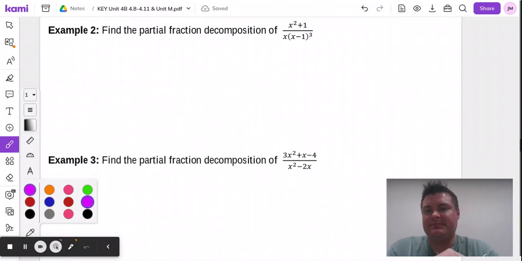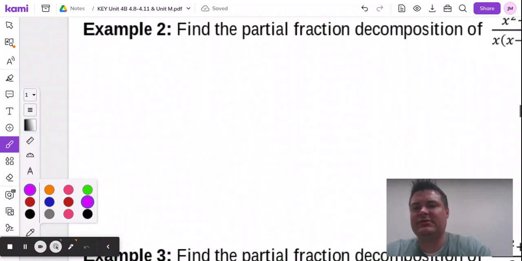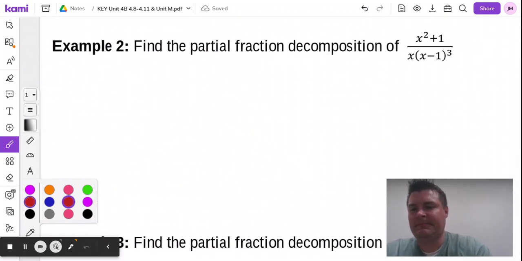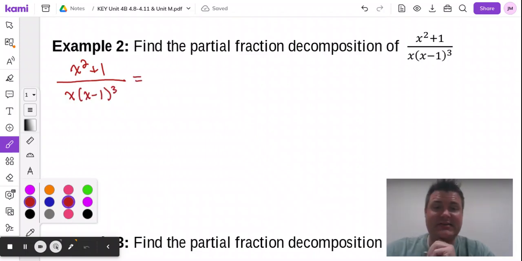All right, example 2. This is already factored, super nice for us, but the only problem is we're going to have several factors here because I have a power 3 and then a power 1. So I'm going to have 4 total fractions here. Let's go ahead and set this up. I'm going to get x squared plus 1 all over x times x minus 1 cubed, and that's going to equal, like I said, 4 of them.